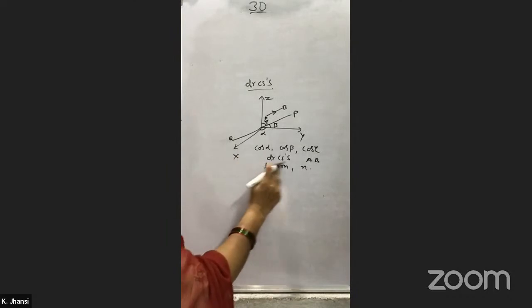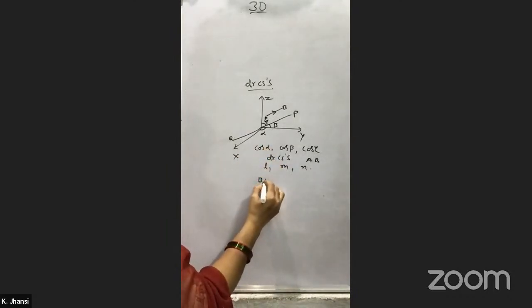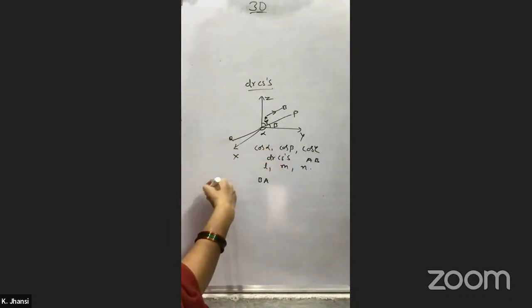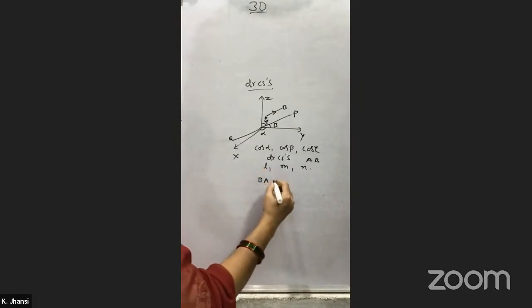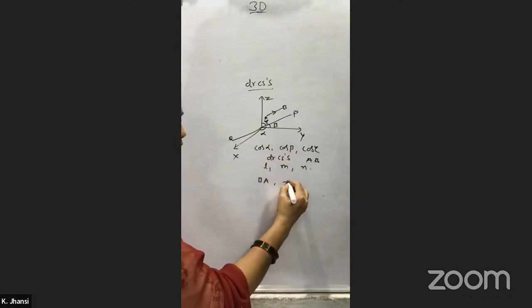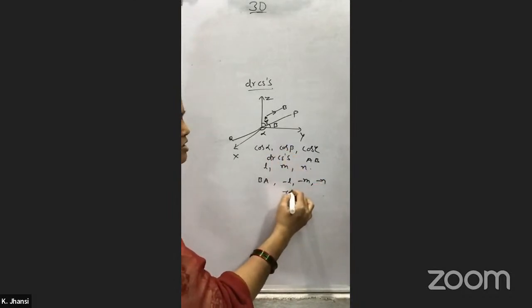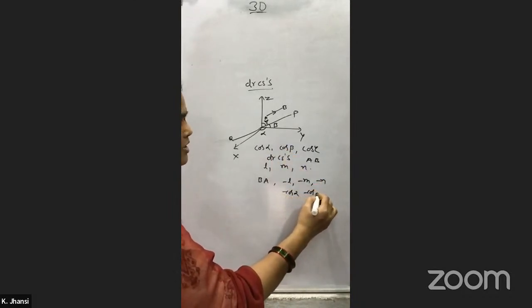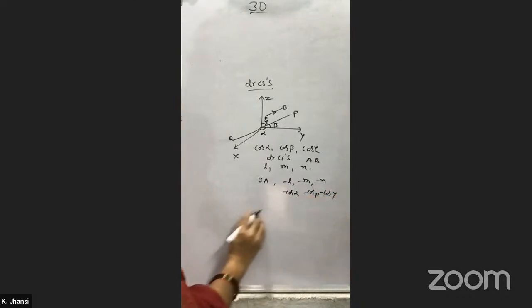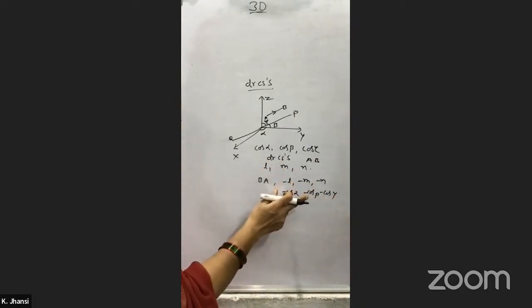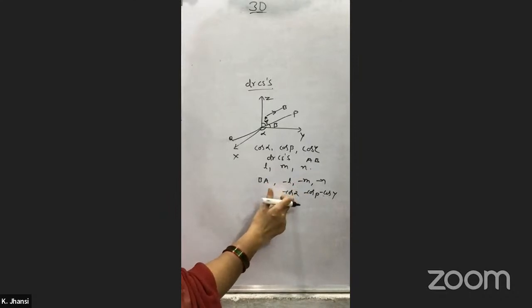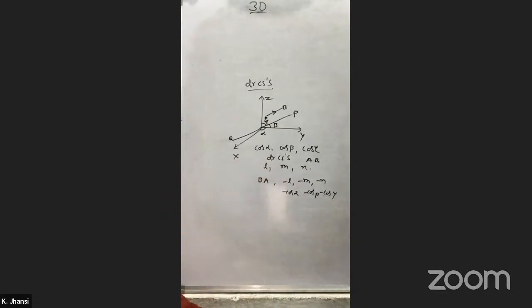Okay. If the direction is BA, if you take it in the opposite direction, then you will get the values as minus L, minus M, minus N, or minus cos alpha, minus cos beta, minus cos gamma. So these have the opposite sign. These are the negative direction cosines and these are the positive direction cosines. Okay.